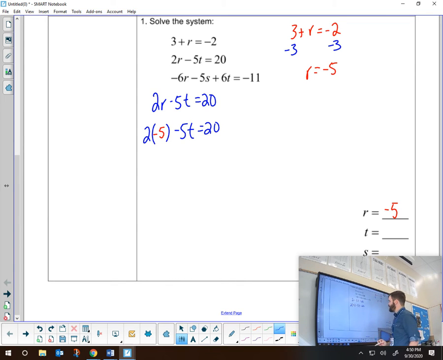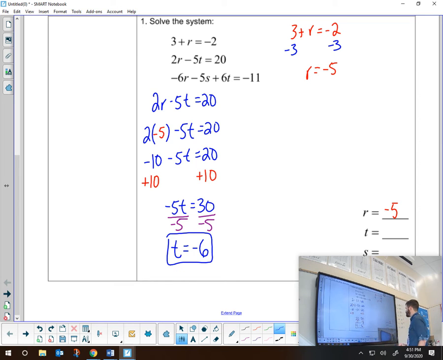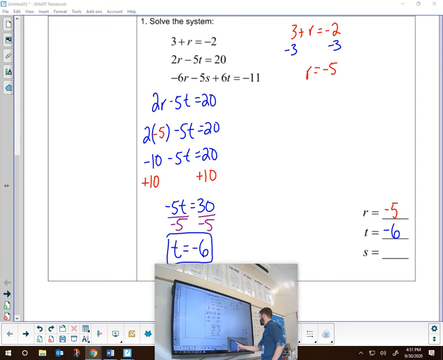We're going to solve it. So 2 times -5 is -10. Then we're going to add 10 to both sides, and we're going to get -5t equals 30. Then I'm going to divide both sides by -5, and I'm going to get t equals -6. So just like that, I already have two answers. We got r equals -5, t equals -6.